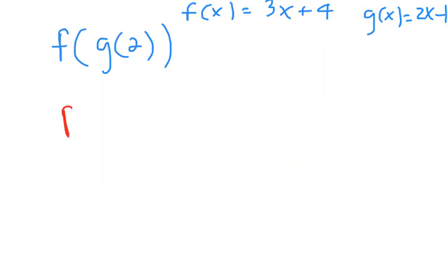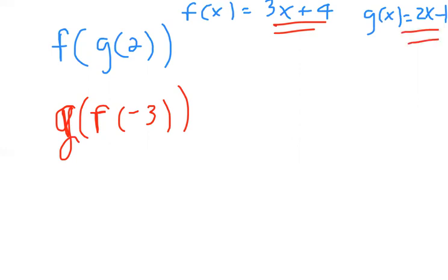So guys, here comes the second example. Actually, let's do g of f of negative 3. G of f of negative 3, guys, and we are still using these two functions right here. So you guys go ahead and give it a try. Let's see what you come up with. What's the outcome for g of f of negative 3, guys?